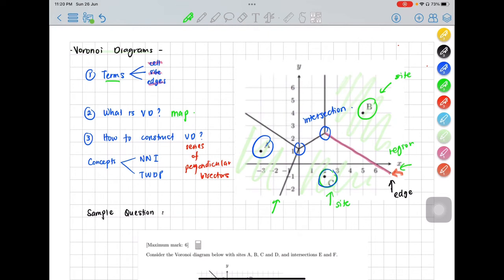Okay, so let's move on to the concepts that can be applied under the topic of Voronoi diagrams. The first one is the nearest neighbor interpolation and the toxic waste dump problem. Nearest neighbor interpolation is the concept that we use to do estimation. And for the toxic waste dump problem, look at a situation where we want to throw away toxic waste product, so we want to throw it far away from a place.